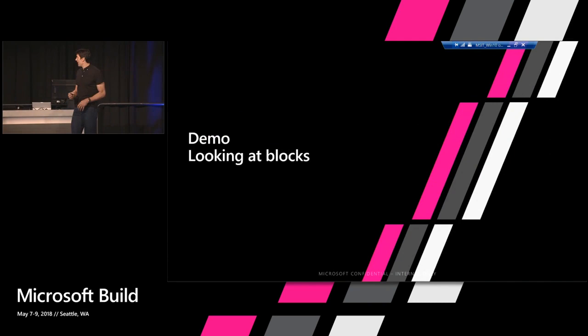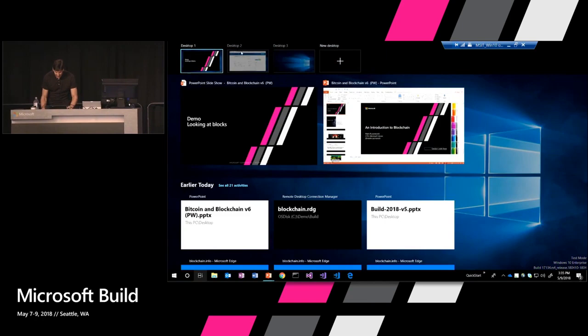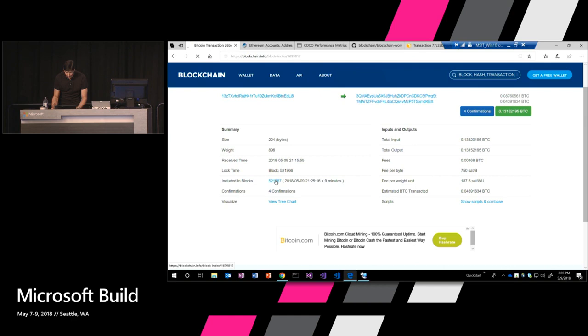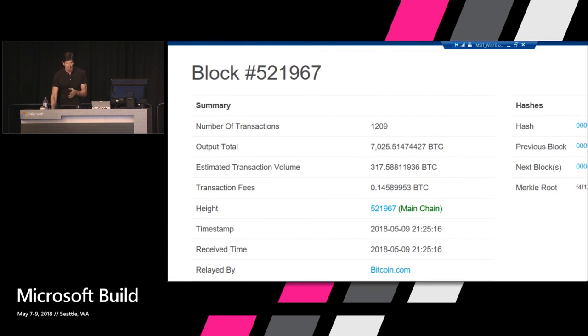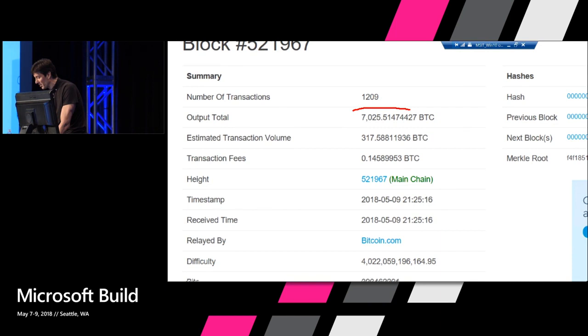Now let's go take a quick look at blocks before we move on. So we were here in this transaction, and you can see that it's included in this block right here. In this block, it has a bunch of information that's embedded inside of it, like the number of transactions in it. You can see the total output of all those transactions is this amount of Bitcoin, the estimated transaction volume is 317 Bitcoin. So that's the amount per transaction, roughly, that people have spent in transactions on this.